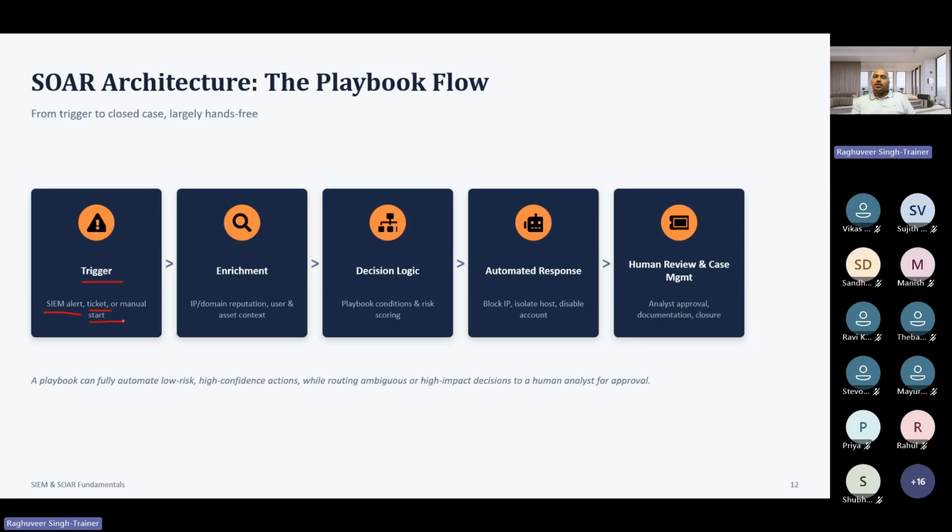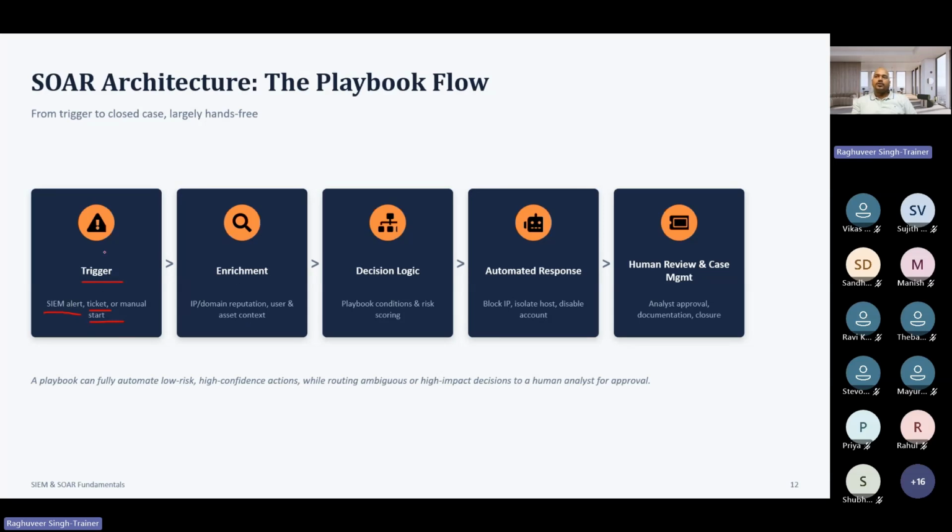Manual start. You can also manually initiate SOAR. So, for example, you are investigating a brute force attack, and now you feel a need to disable the end user, but you don't have access to Active Directory. So what your admin has done is create a SOAR playbook that you are assigned to, that you can execute to disable a user. So you can manually start a SOAR playbook or workflow also.